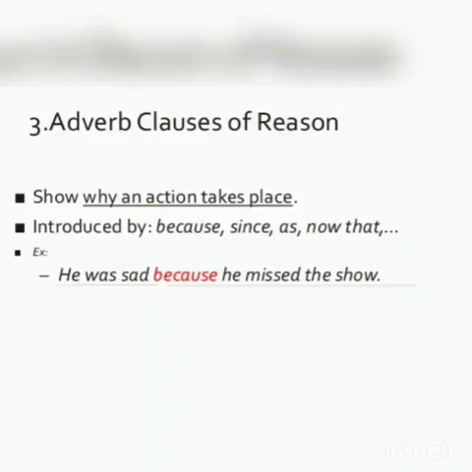Here, the main clause is he was sad. Your subordinate clause is because he missed the show. The main clause and the subordinate clause are joined by the subordinating conjunction because. I told you it answers the question why. Why was he sad? The answer is because he missed the show. It is an adverb clause of reason, modifies the verb was sad in the main clause.